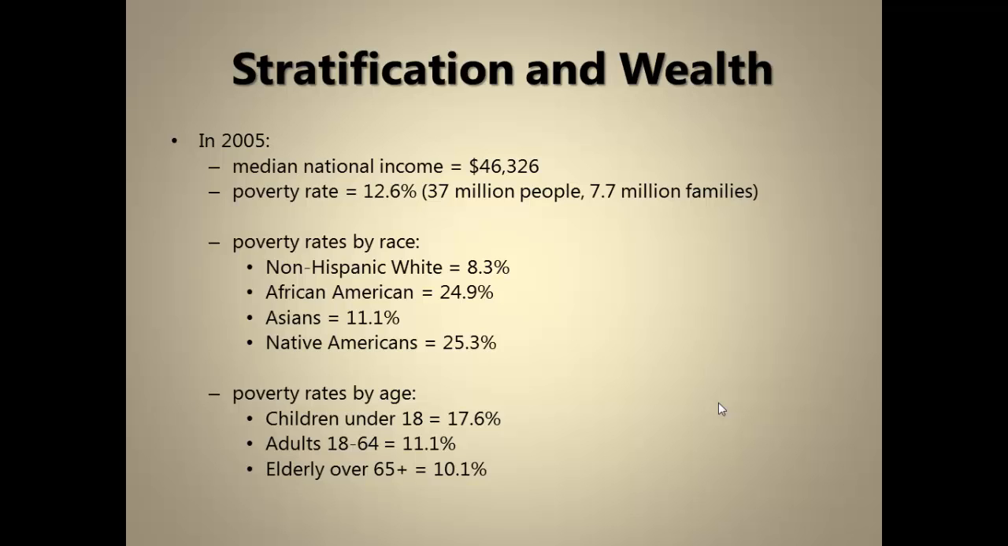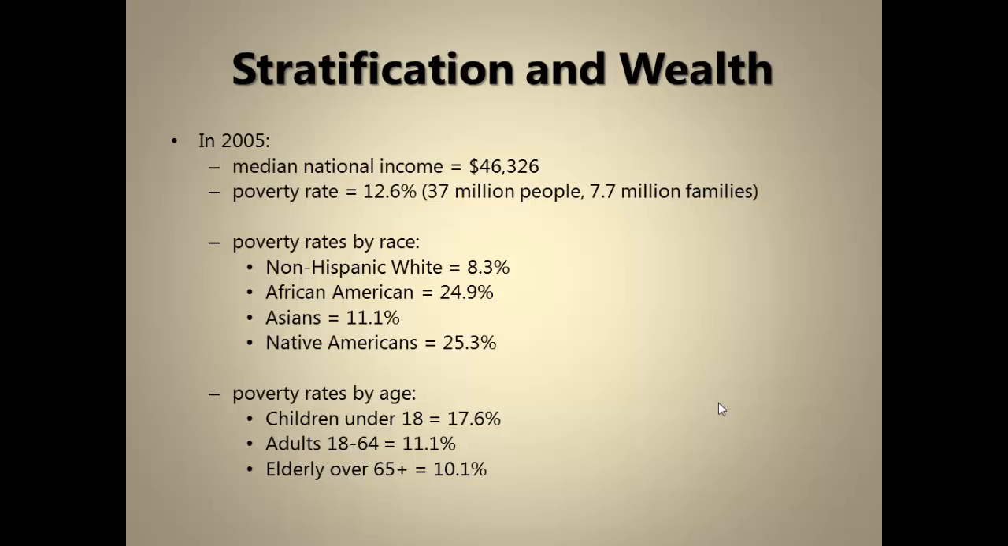So if you take all of the incomes in the United States and array them from the highest to the lowest, and you count to the very middle spot, from the top to the bottom, that's the median. So this means that 50% of the incomes in America are above $46,000, and the other 50% are below that amount. So that's the median income.